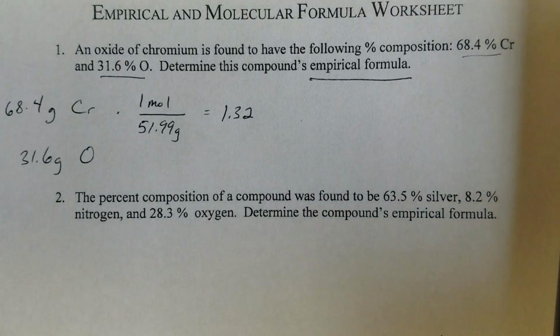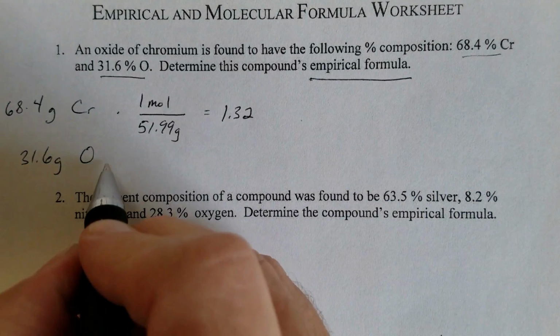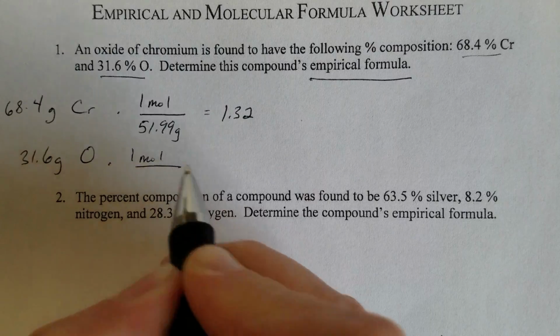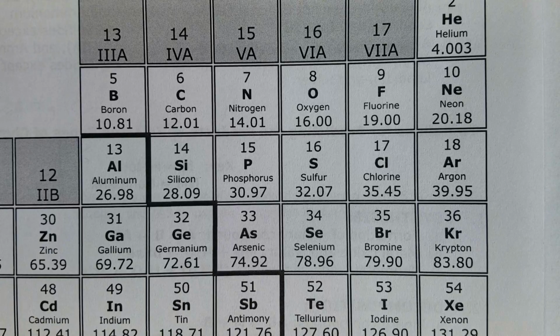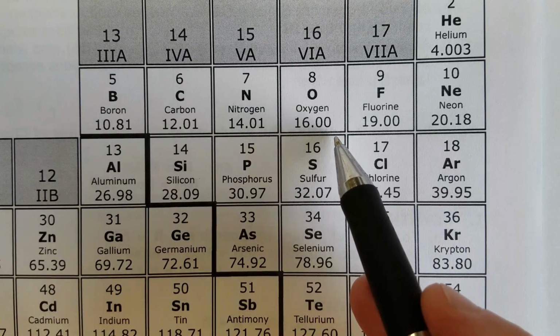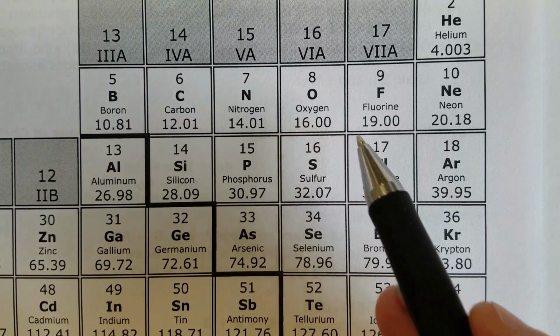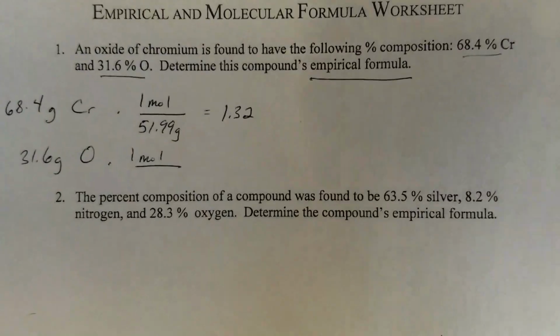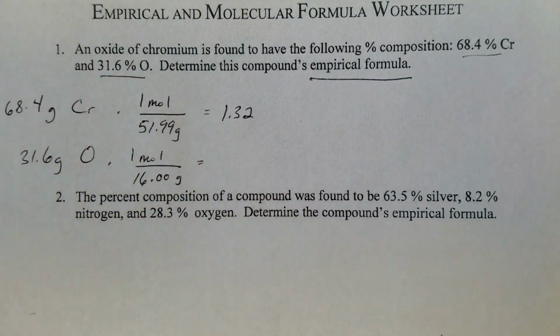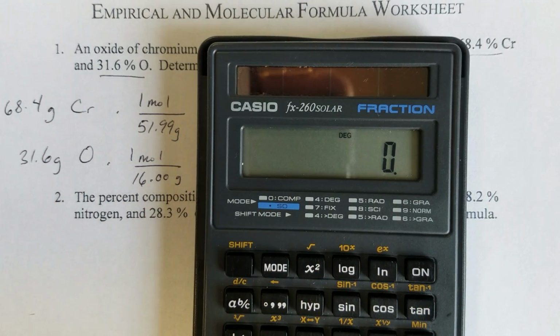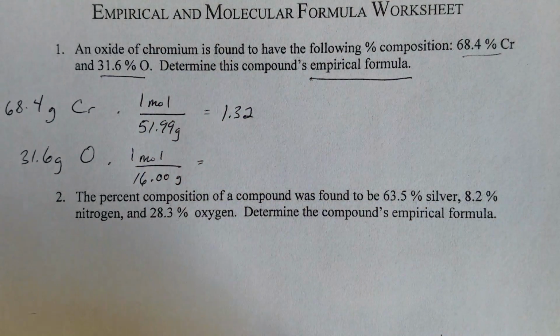Let's go to oxygen now. 31.6 grams of oxygen. We want to convert to moles. If we look at our periodic table, you see that oxygen in 1 mole is 16 grams. So that's what we're going to use here, which means back to our calculator, 31.6 divided by 16. And that gives us 1.98.